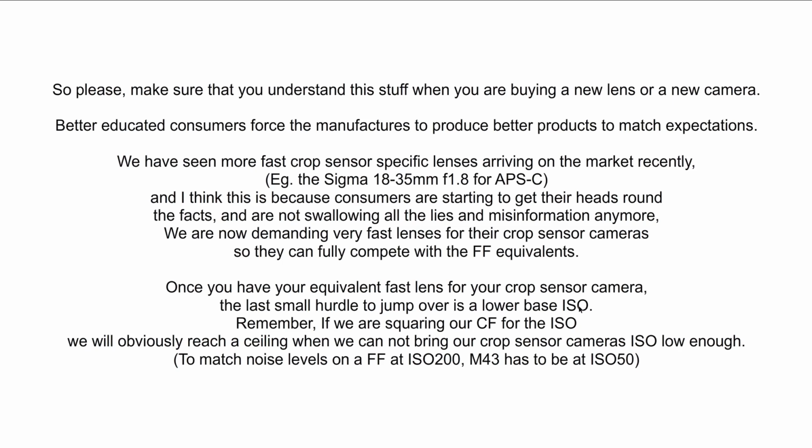Once you've got your equivalent fast lens for your crop sensor camera, the last hurdle to jump over is the lower base ISO. Remember, if we are squaring our crop factor for the ISO, we will obviously reach a ceiling when we can't bring our crop sensor camera ISO low enough to match. So to match the noise levels on a full frame at ISO 200, a Micro Four Thirds camera would have to be at ISO 50. So the minute we start to get these very, very low numbers, then the perfect condition type shoots when you're always working at your base ISO, they'll be able to compete across the board.